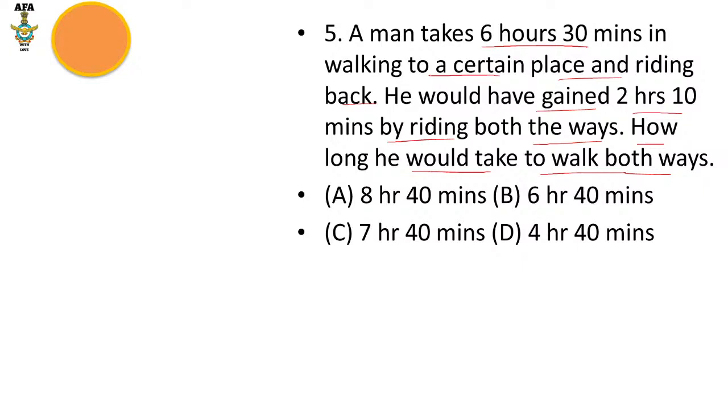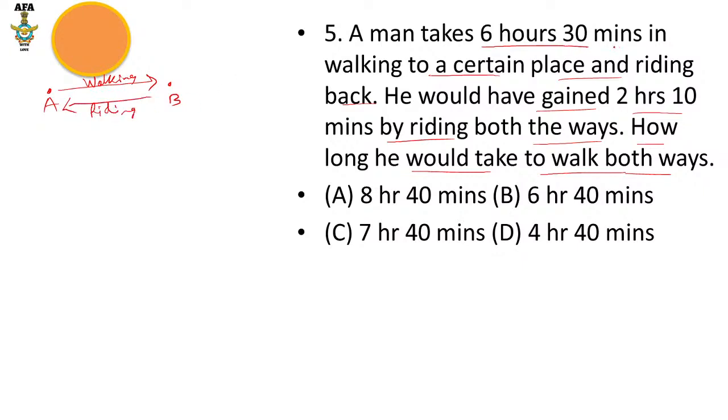Okay, your time is up. See how to solve this question. A man is walking, he takes 6 hours 30 minutes in walking to a certain place and riding back. Okay. So suppose there is one man. So this is A and this is point B. So man is walking like this. This is walking and this distance is riding.